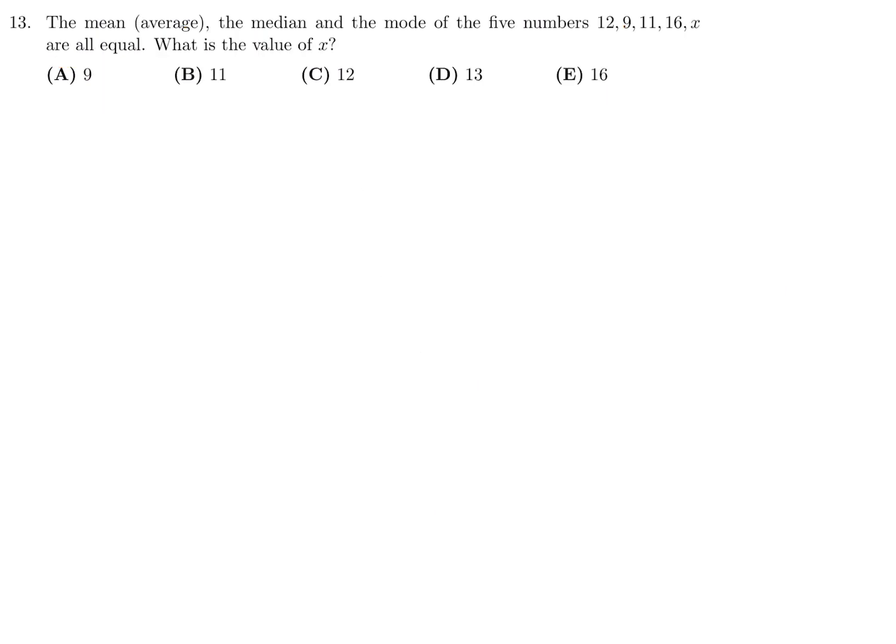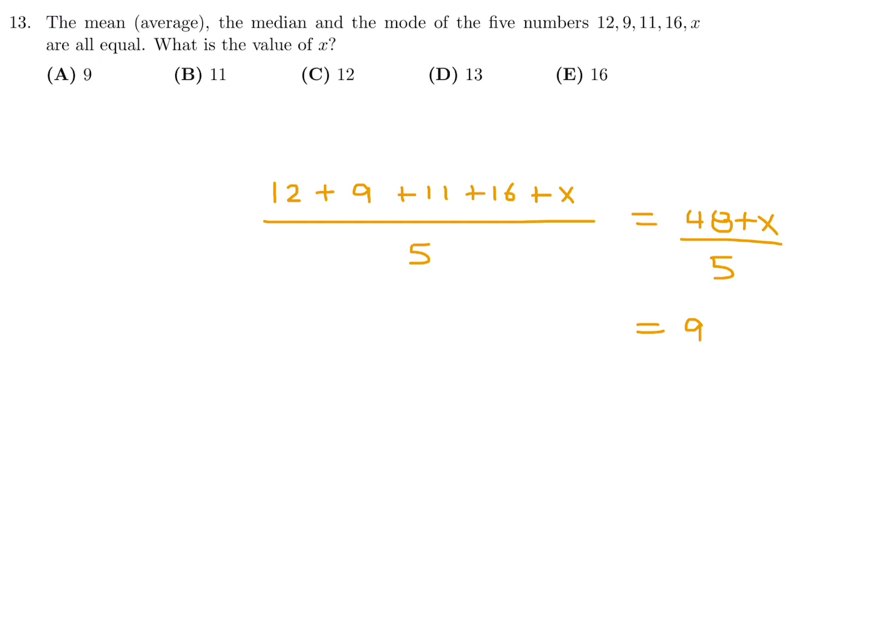The mean, the median, and the mode of the 5 numbers 12, 9, 11, 16 and x are equal. What is the value of x? Well, first let's figure out what the mean is. 12 plus 9 plus 11 plus 16 plus x, all divided by 5, right? So that's going to be 48 plus x over 5, and that's 9.6 plus x over 5.